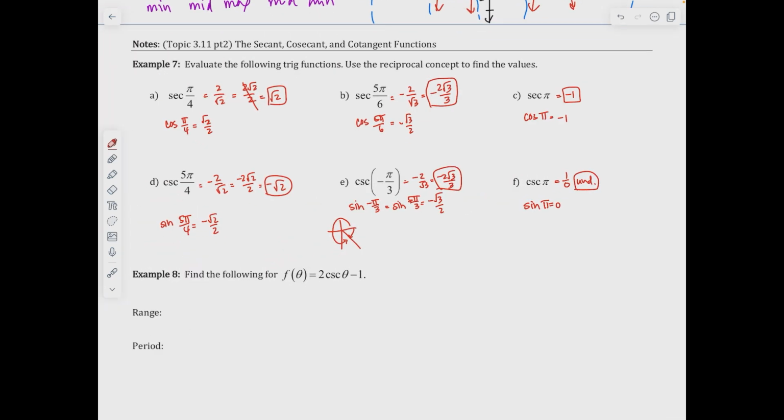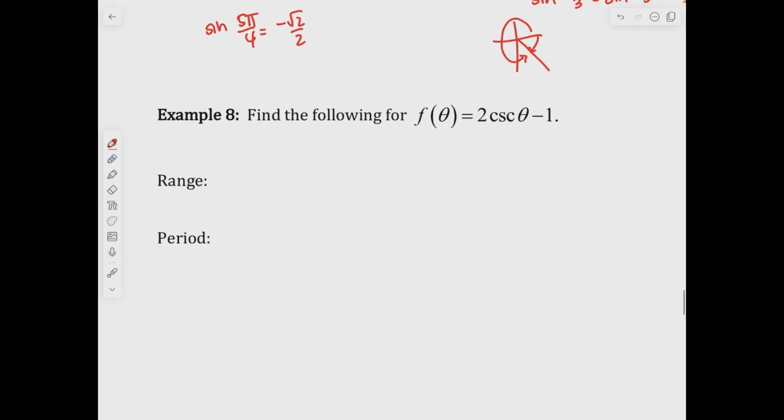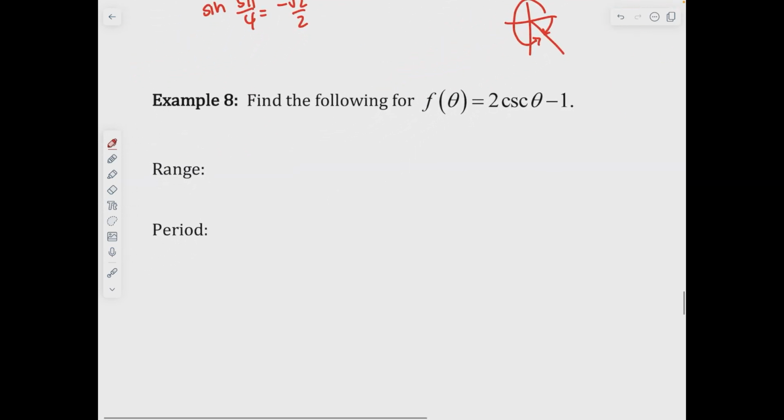Okay, last problem, find the following. I want the range and I want the period. So I'm thinking about secant, which is the same thing with sine here. Okay, so my period length is going to be 2 pi over b. But since b is 1, my period length is going to be 2 pi.